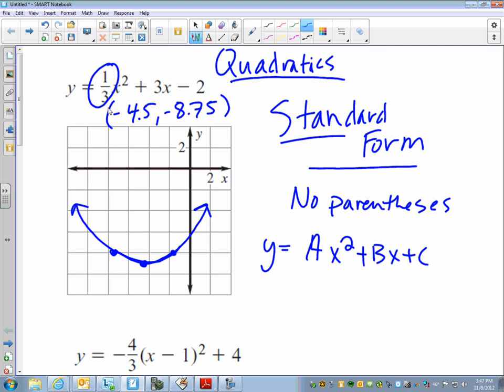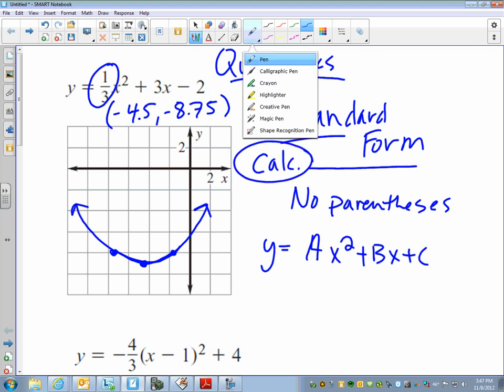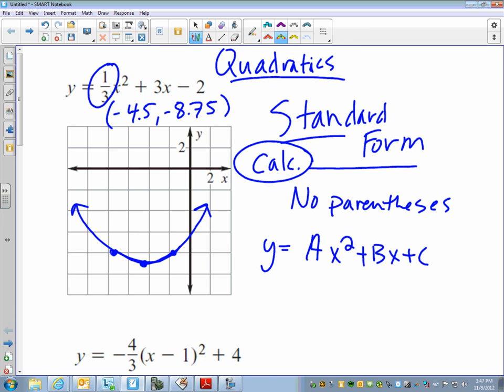Anyway, I'm being so weird today. So, standard form, automatically think calculator. Here, I'll make it in a fancy rainbow. Calculator.